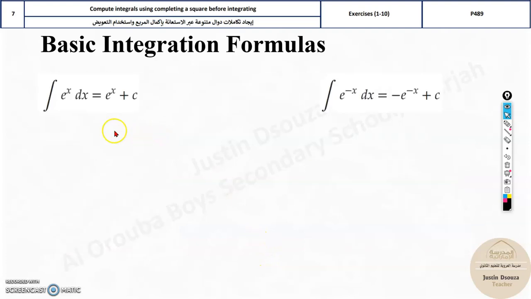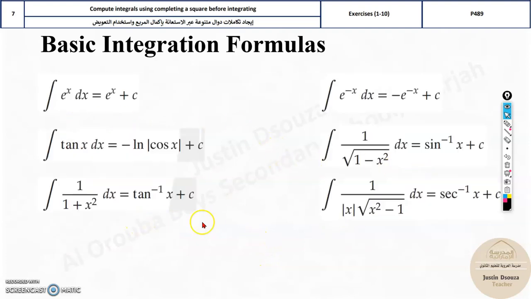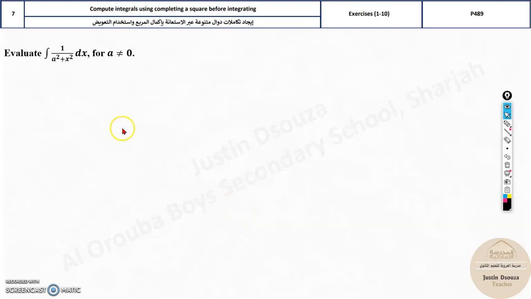Now we'll move on. Then we have inverse functions, and these are the formulas. Again, you can pause and quickly go through them. Now we will see a problem where you will have problems with square and stuff.